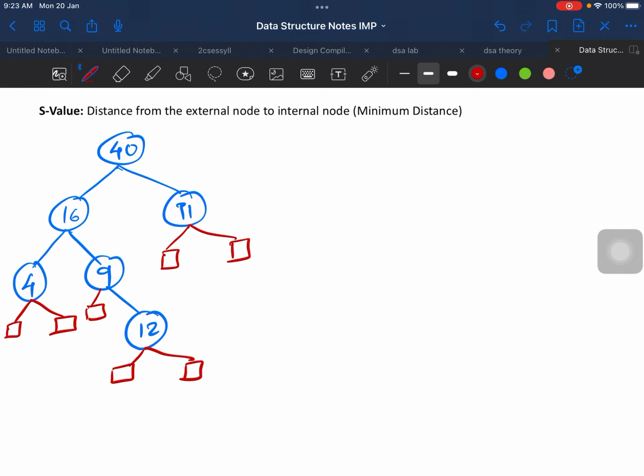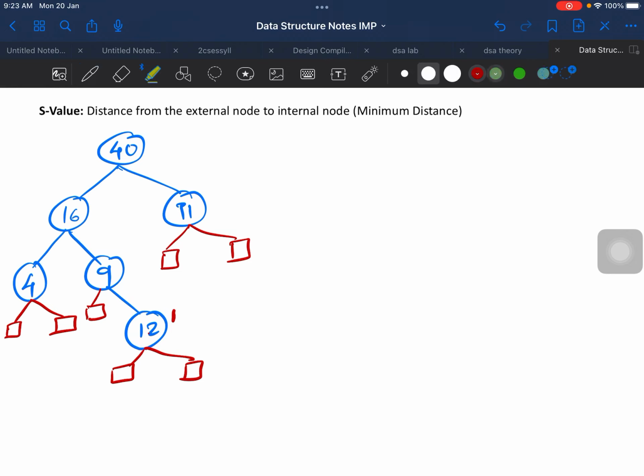Now I have to calculate the distance of all the internal nodes, meaning the nodes present in the tree, from the external node. Let us assume this 12. This 12's next node is an external node, so the distance from the external node is 1. The distance of this 12 from the external node is 1.